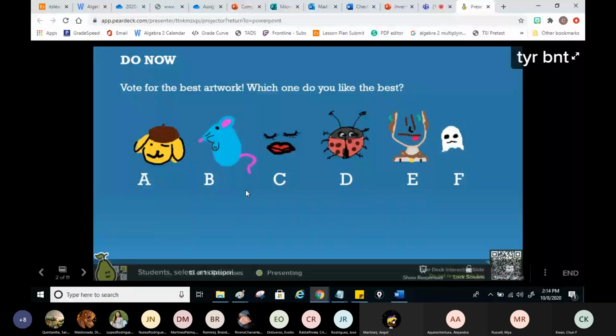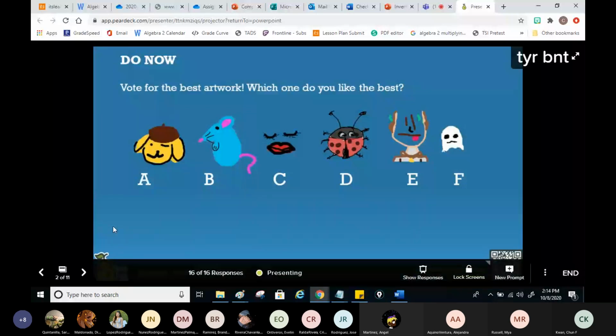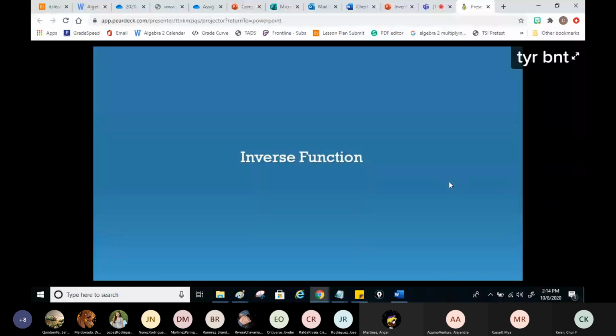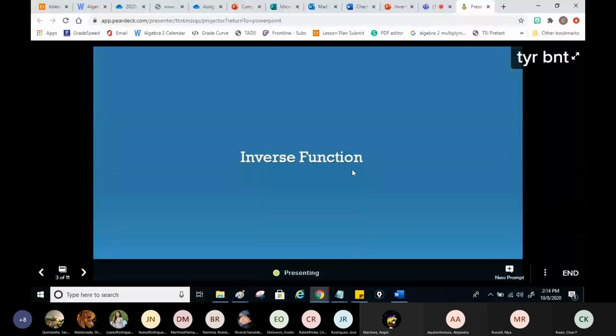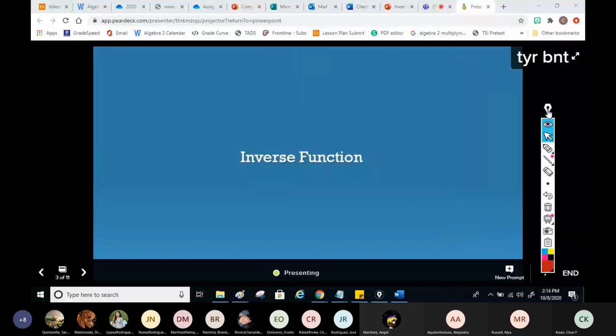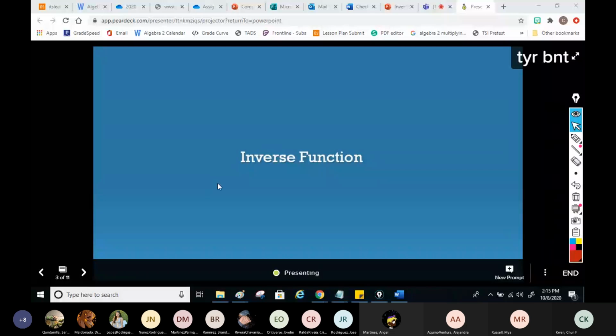So let's actually work some math problems today. Get your journals, notebook ready, and get yourself a pencil, a pen, something to write with. Today we'll be talking about inverse function. Inverse function is just a function backwards. You put a function backward, and that's all there is. It's actually one of the easier topics.